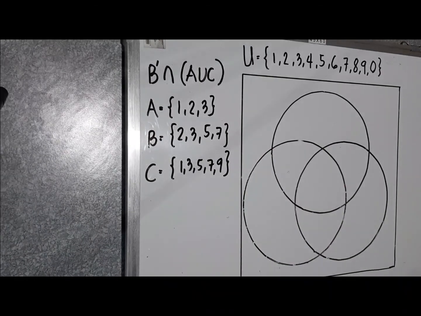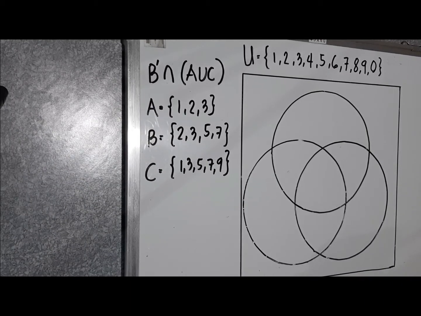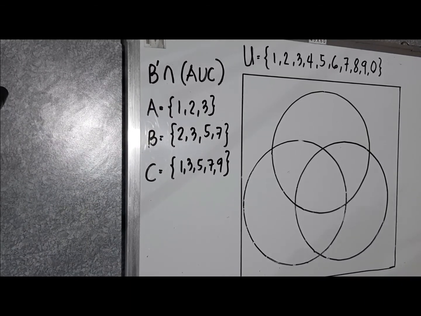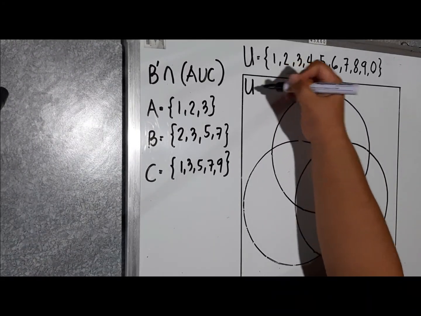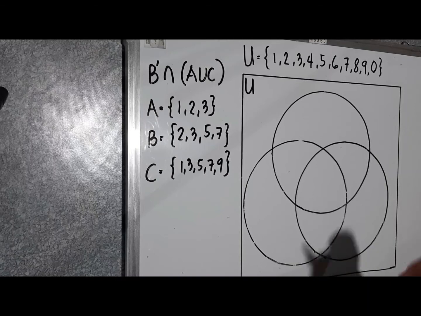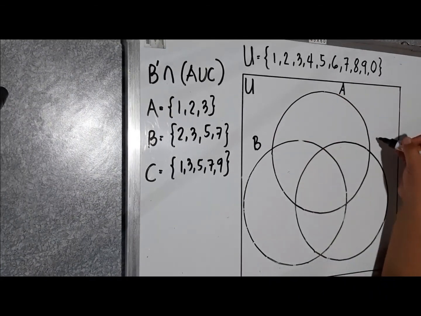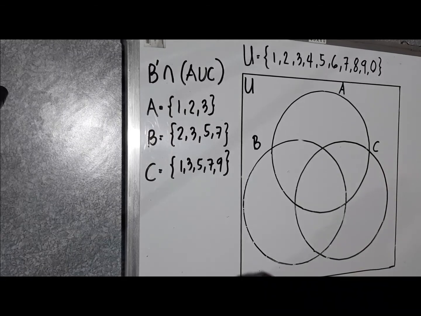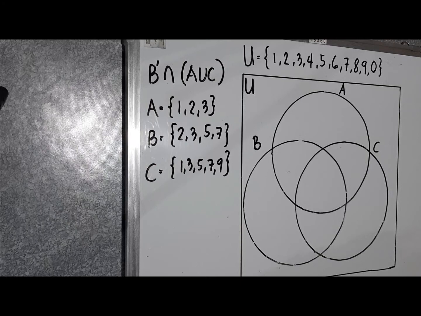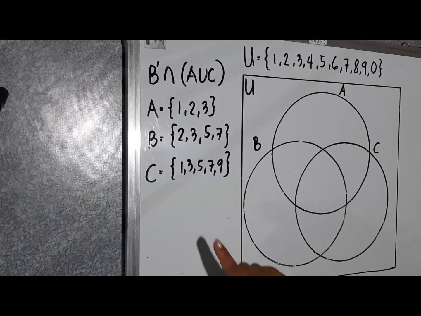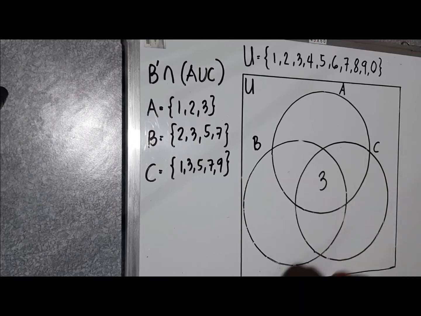So, again, for these three, we first get the common element. But before that, let's label our diagram. U for universal set. This is A, this is B, and this is set C. Now, let's see what is common to A, B, and C. So as you can see, we have 3. So you write 3 here.